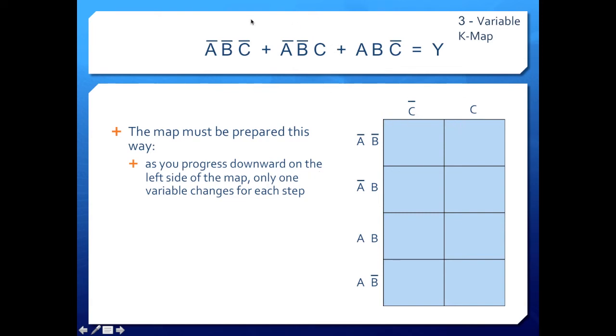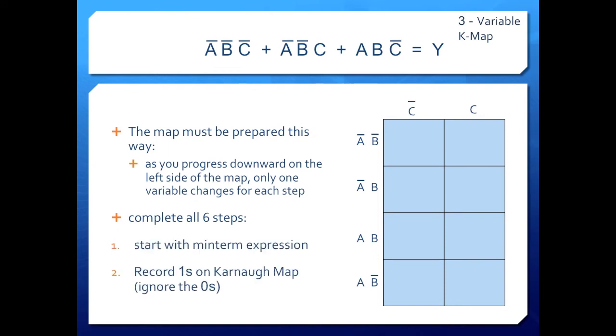Okay, so this is our min-term expression on the top. Let's map it out. That's our first step. If I look at the first part of the expression, I've got not A, not B, not C. So where is that? Well, simply not A, not B, not C. There it is right there. I'm going to put a 1 there.